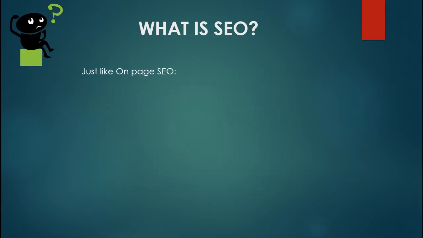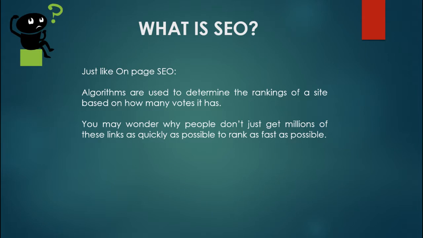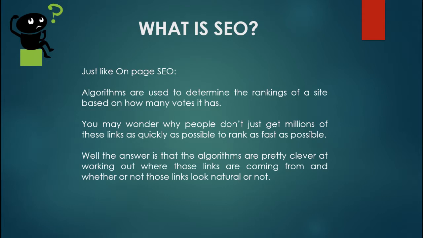Just like on-page SEO, algorithms are used to determine the rankings of a site based on how many votes it has. You may wonder why people don't just get millions of these links as quickly as possible to rank as fast as possible. Well, the answer is that algorithms are pretty clever at working out where those links are coming from and whether or not those links look natural or not.